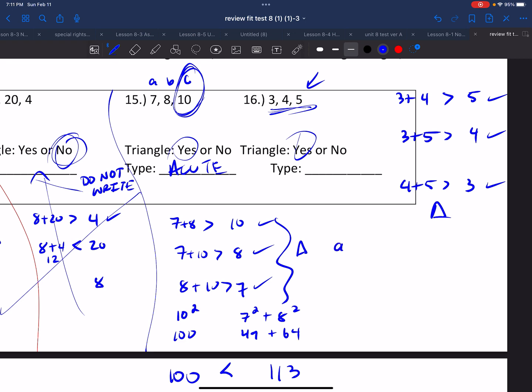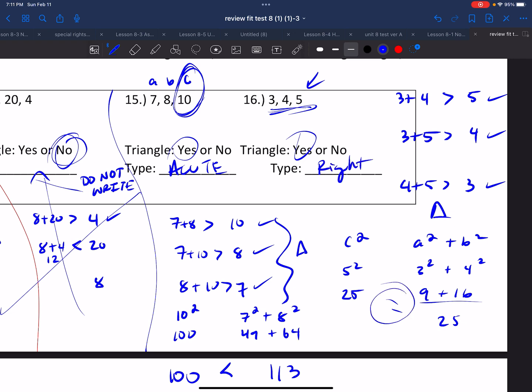So you have c squared, blank, a squared plus b squared. C is 5 squared. And then a is 3 squared plus b squared. That's 4 squared. So 25, blank, 9 plus 16. 9 plus 16 is 25. Look, the left-hand side is equal to the right-hand side. That's a right triangle. It's equal. Again, if the left-hand side is equal to the right-hand side, you know for sure that it's a right triangle.